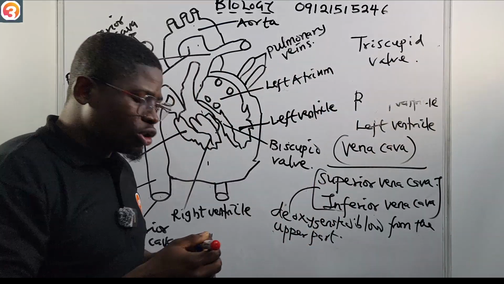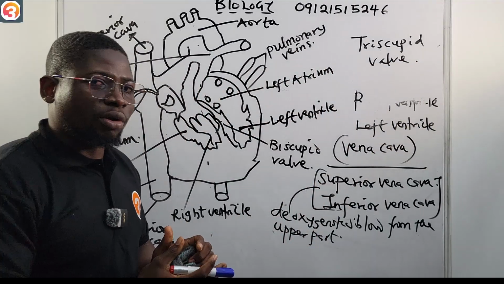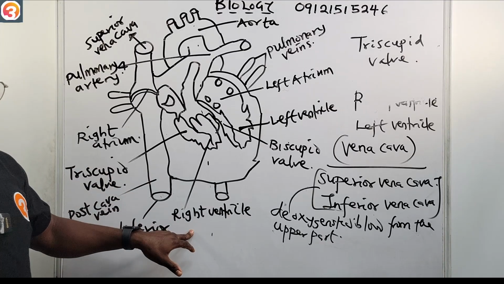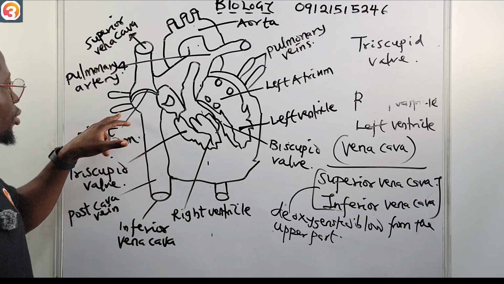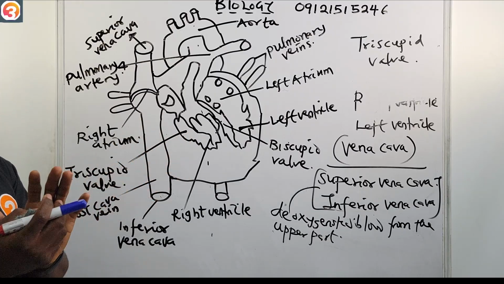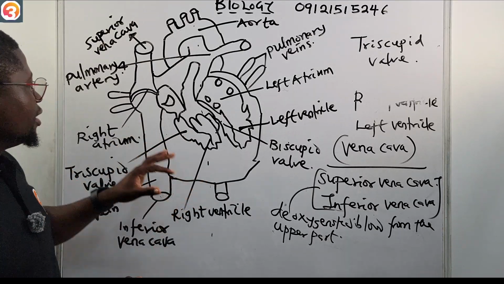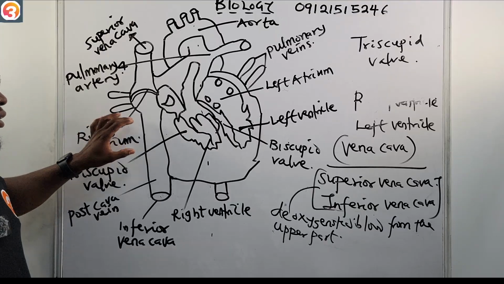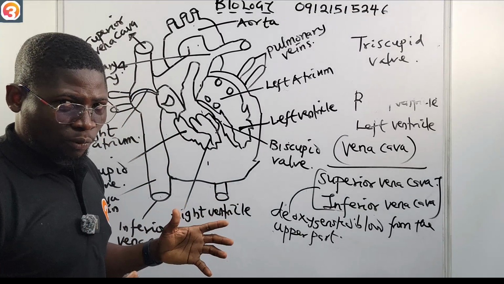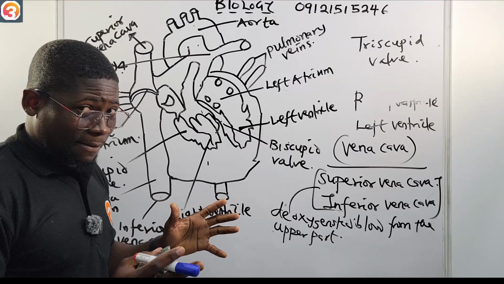Okay, it controls blood flow between the right atrium and the right ventricle. Please take note of that. So the blood gets poured into the right atrium, and then from the right atrium it goes to the right ventricle. I hope that is very, very clear.